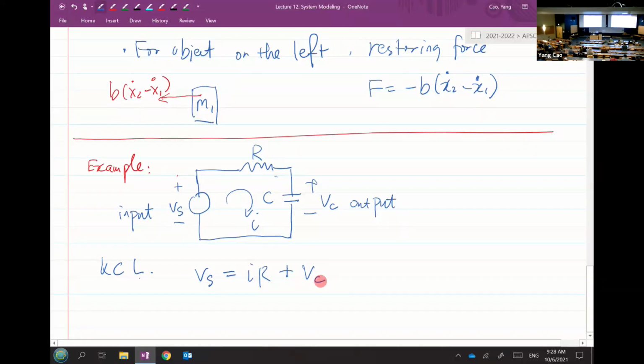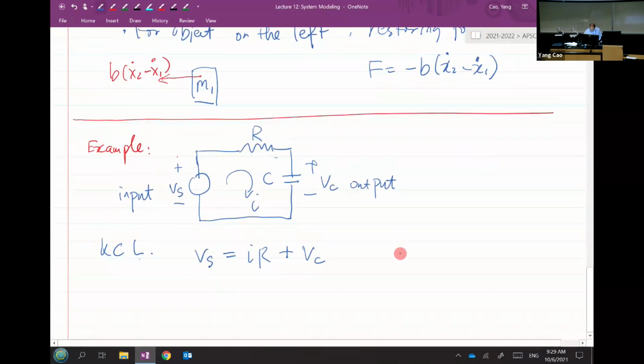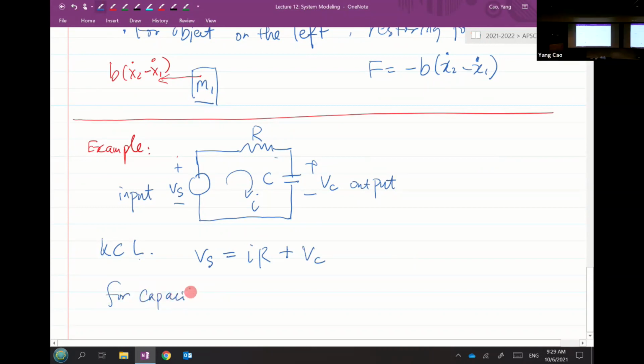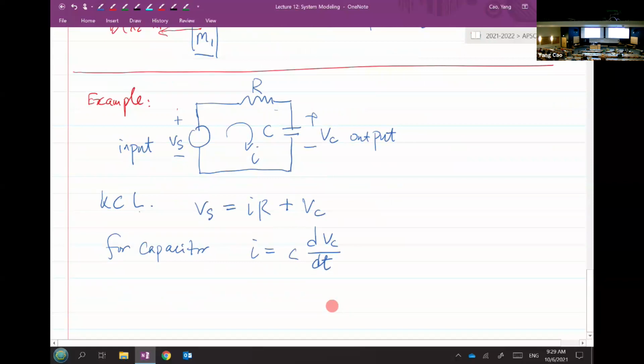So Vs is equal to the voltage across the resistor plus the voltage across the capacitor. We already know this from the component relationships. For a capacitor, the current is related to the voltage by this relationship: the derivative of the voltage across the capacitor times the capacitance gives you the current going through the capacitor. So now I can substitute this I back into this equation.